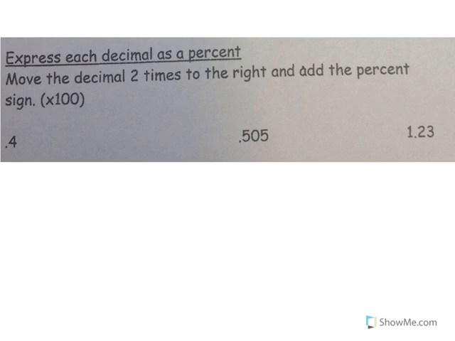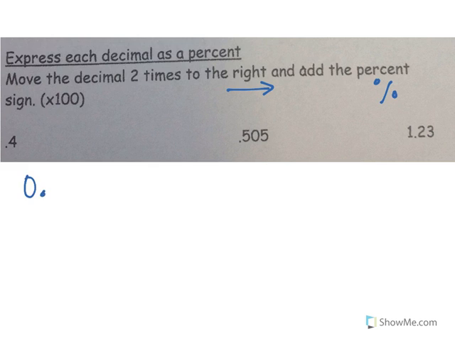Well, what if I want to express a decimal as a percent? We're just going to do the opposite. You're going to move the decimal 2 times to the right and add the percent sign. So basically what you're doing is you're multiplying the decimal by 100 because percents are out of 100.